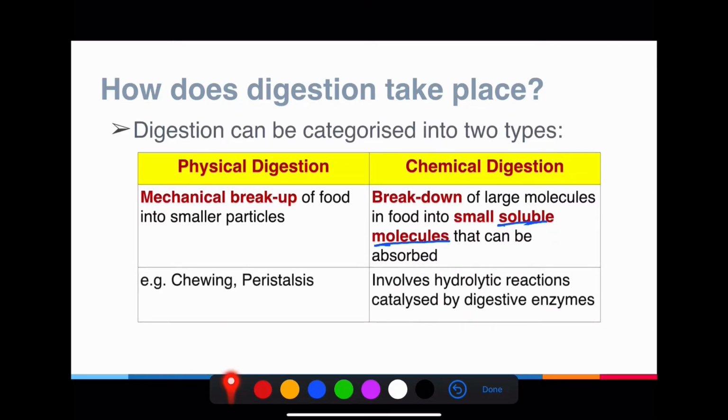Just some examples, physical digestion can include chewing or even the process of peristalsis, which you learned previously. Chemical digestion is where it becomes a bit more interesting because it tends to involve enzymes. Okay? Enzymes will play a very big role in chemical digestion.